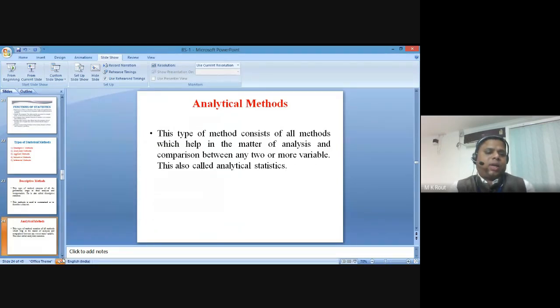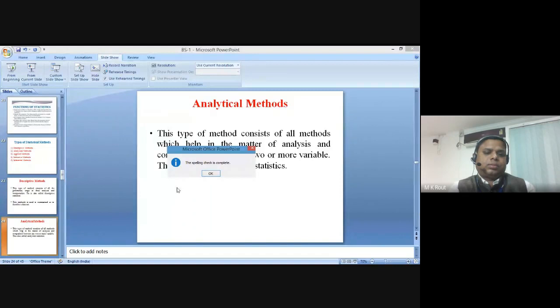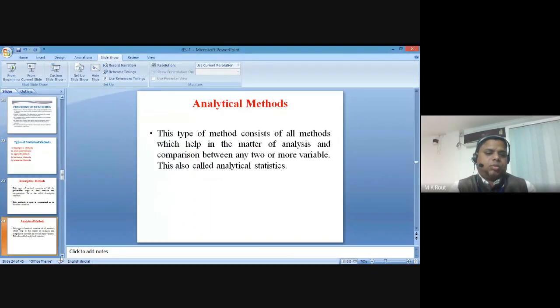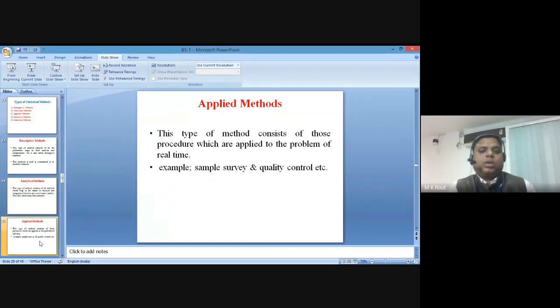Then moving to the next one. It is the applied method.